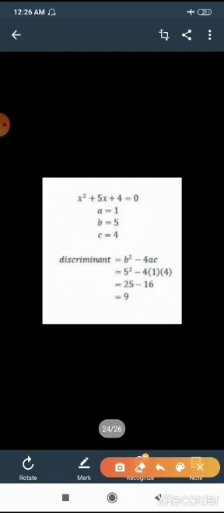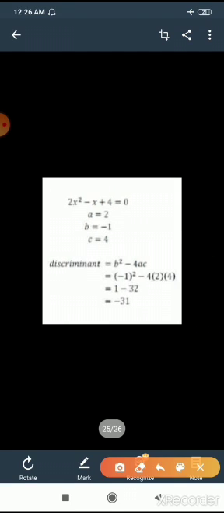One more example. Here x square plus 5x plus 4, the discriminant is 9, that is more than 0. So, this equation also will have two distinct real roots. Here also the discriminant is less than 0, so it will not have any real roots, no real roots.